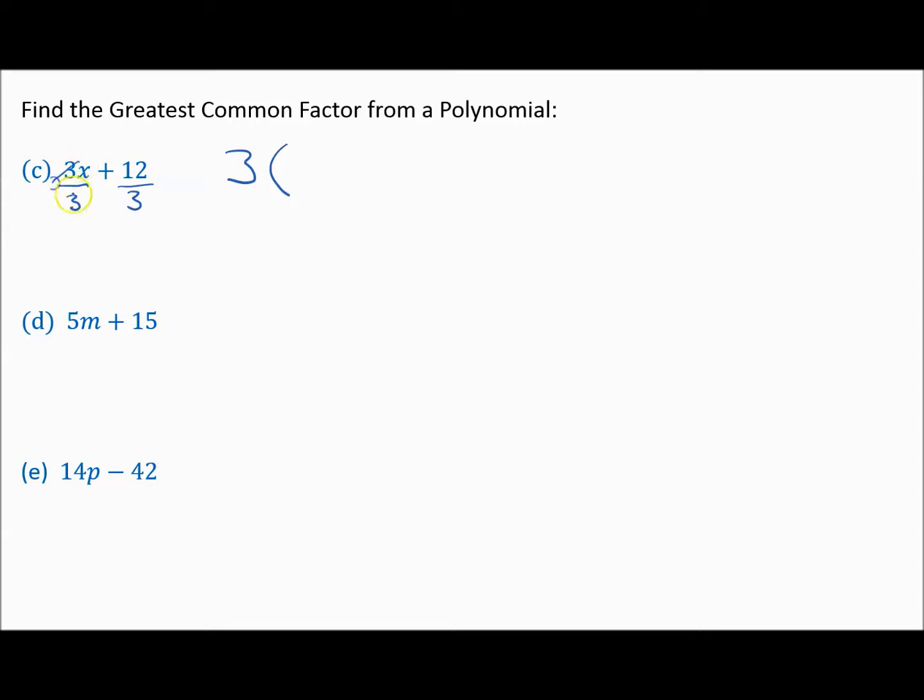And when you take 3 and divide it by 3, that leaves x. And you take 12 and divide it by 3, that leaves 4. And the plus that's in between them stays in between them. So the answer to this is 3 times x plus 4.